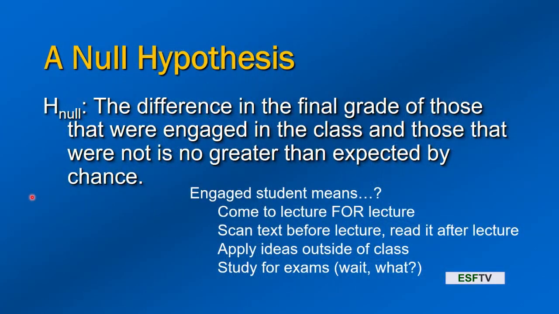Okay, and here's the null hypothesis for our grade example. The difference in the final grade of those that were engaged would be no different than that expected by chance alone. And what do I mean by engaged? That's actually a horribly written hypothesis because that word engaged is pretty flexible. But one might explain in their paper that what they're referring to is people that come to lecture, for the lecture as opposed to doing emails, scan text before the lecture and read it, even better, after the lecture.